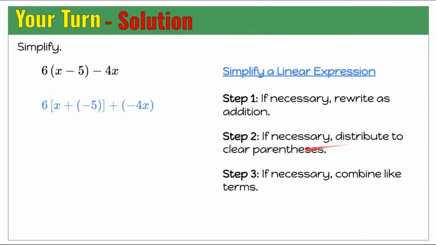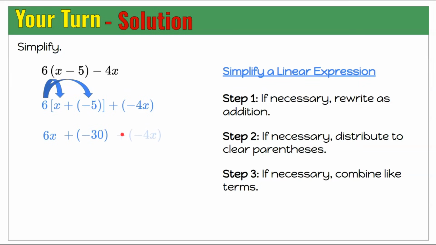Step 2, if necessary, distribute to clear the parentheses. So being clear, we're going to clear these brackets that I wrote just so I didn't have double parentheses. We don't need to clear these because that's just trapping that negative sign. So let's distribute. 6 times x is 6x. 6 times -5 is add -30.